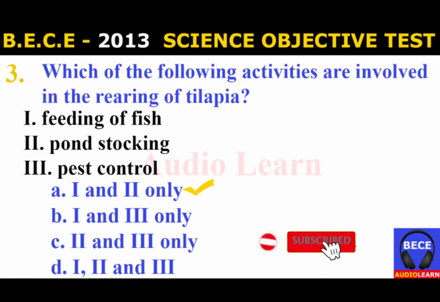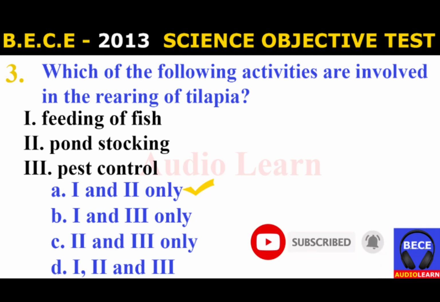Number 3. Which of the following activities are involved in the rearing of tilapia? I. Feeding of fish. II. Pond stocking. III. Pest control. And the possible answers are A. I and II only. B. I and III only. C. I and III only. D. I and III. And the answer is A. I and II only, which is feeding of fish and pond stocking. Which of the following activities are involved in the rearing of tilapia? And the answer is feeding of fish and pond stocking.